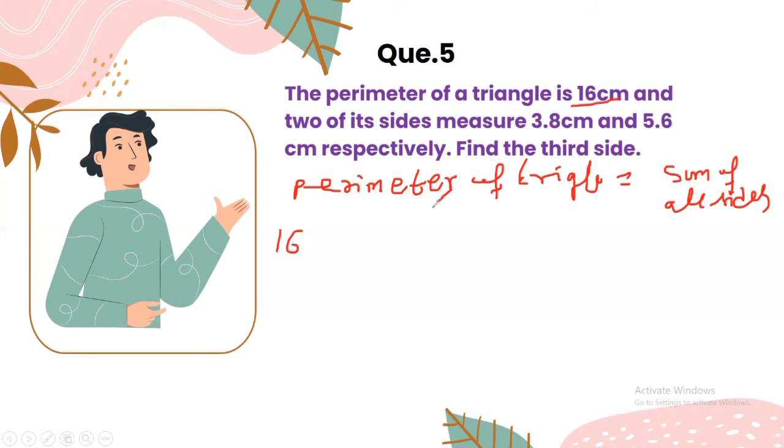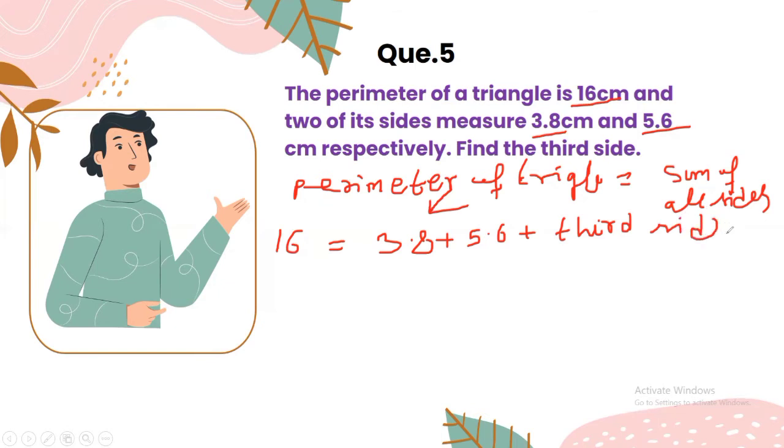So write the 16 below the perimeter, and this equal sign. Sum of all sides means there will be three sides. Two sides are given, and the third side is asked. So the first side is 3.8. Right here, 3.8, this is the first side. The second side is 5.8 centimeter, which is given. And the third side you need to find. Perimeter of triangle is the sum of all sides, first side plus second side plus third side. So write 3.8, 5.8, plus the third side.